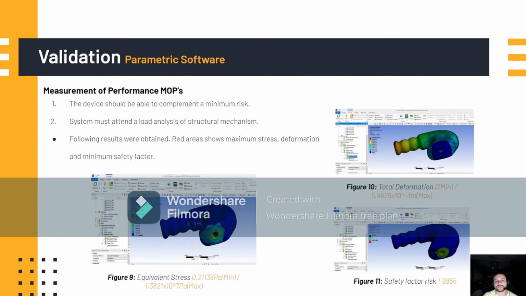Following are the results obtained. The red area shows the maximum stress and deformation and the minimum safety factor. In figure 9, you can see the equivalent stress with its minimum and maximum values. In figure 10, you can see the total deformation with the minimum and maximum values. And figure 11 is the safety factor, the risk for the patient, concluding a 9.985 safety factor. Our range was from 1.5 to 2.